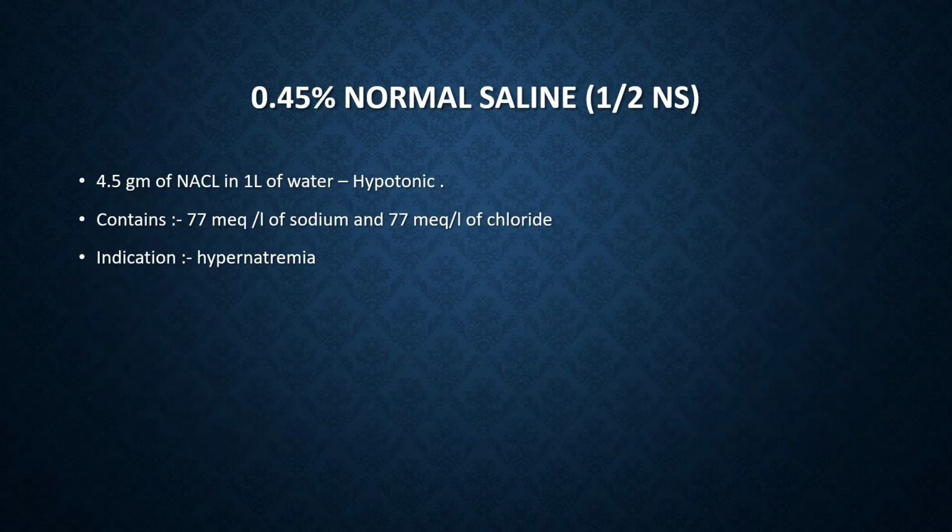The second fluid is 0.45% normal saline, also known as half NS, because it contains 4.5 gram of sodium chloride in 1 liter of water. It is hypotonic. It contains 77 milliequivalent per liter of sodium and 77 milliequivalent per liter of chloride. The indication is hypernatremia, when the sodium level is more than 155 milliequivalent per liter. Because it contains a low amount of sodium, we can infuse more water and less sodium, so the sodium level comes down.